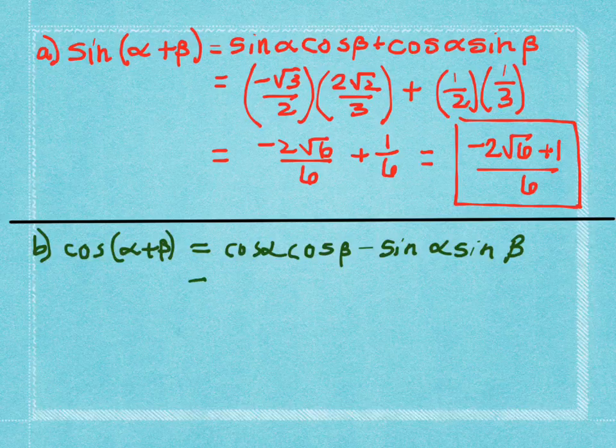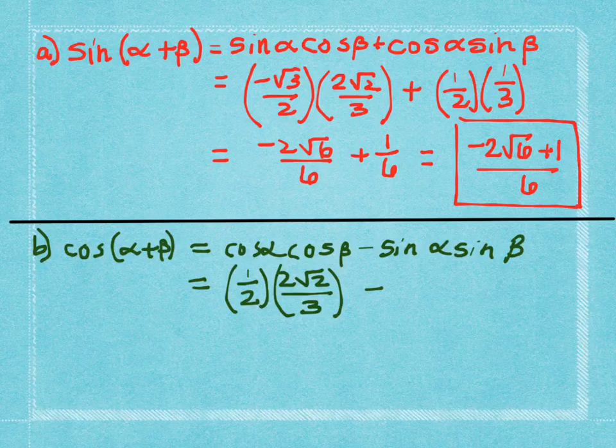So what is cosine of alpha? 1/2. What is cosine of beta? 2 square root of 2 over 3. How about sine of alpha? Negative square root of 3 over 2. Okay, good. And sine of beta? 1/3. 1/3. And notice again, I've still got a denominator of 6, right?